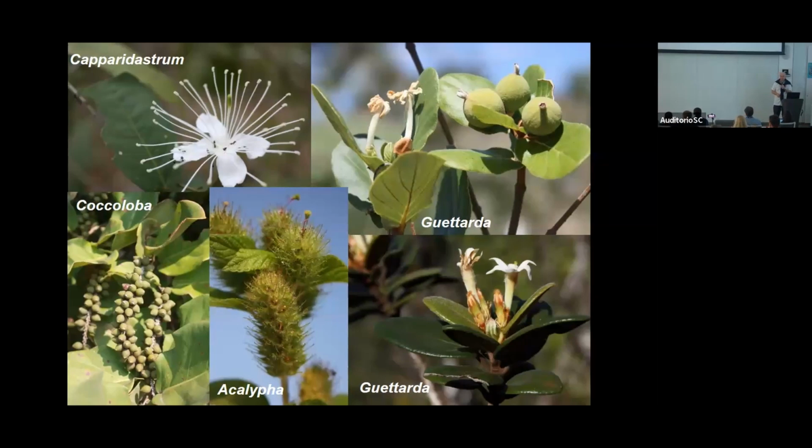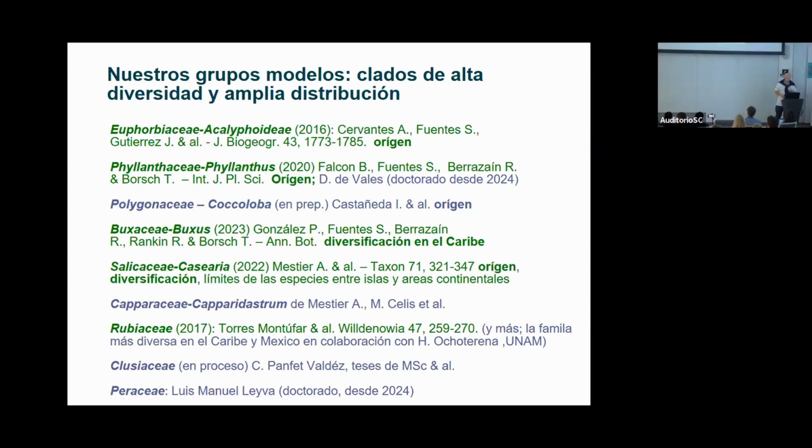So it's obvious that such deep analysis cannot be pursued with all the flora. It's impossible. So here is, for example, the Rubiaceae, Guettarda, Acalypha, this is Rubiaceae, Cocolova, this is a plant everybody knows, also the species here from the beaches in the region, Capparidastrum, as one of the examples.